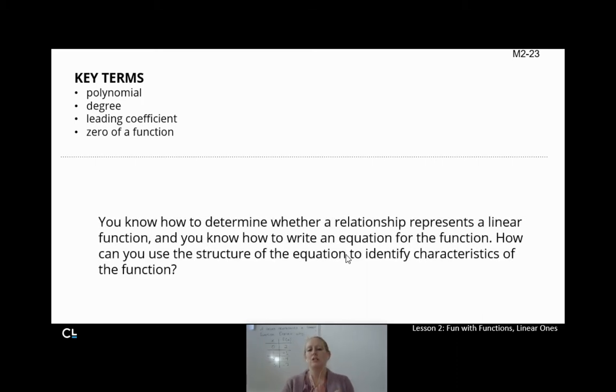So you know how to determine whether a relationship represents a linear function. And you know how to write an equation for the function, right? Those arithmetic sequences, we have that down, and we know how to turn them into function notation now. So how can you use the structure of the equation to identify characteristics of the function? It all goes back to those arithmetic sequences, that whole constant difference, the common difference. That is our slope. That's what you're going to be looking for.